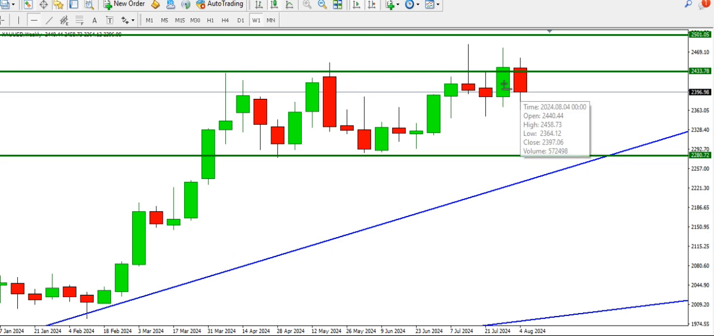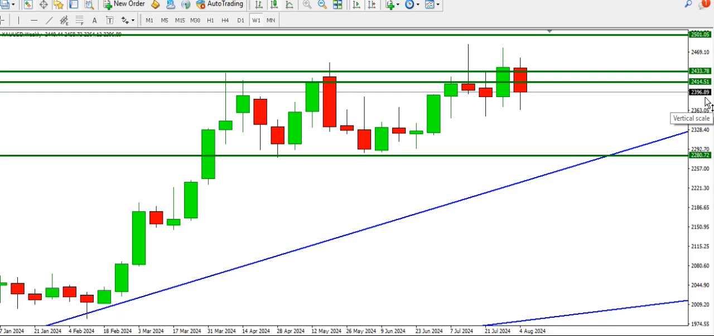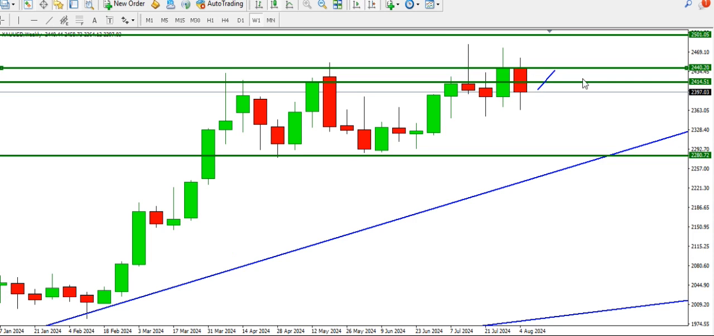I expect price to pull back at least to the midpoint of last week's candle, which is at 2414.51. It's around 2414.51. Price is currently at 2396.88. We might see price pull back to the midpoint, and we might see price go back to the opening line, which is at 2420.